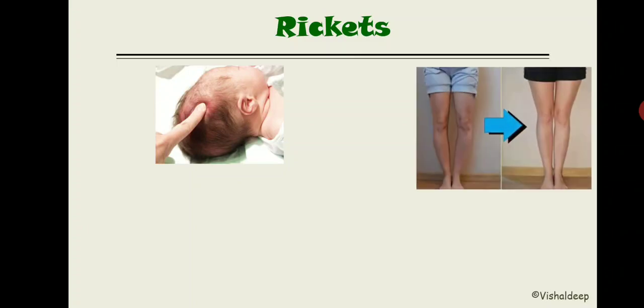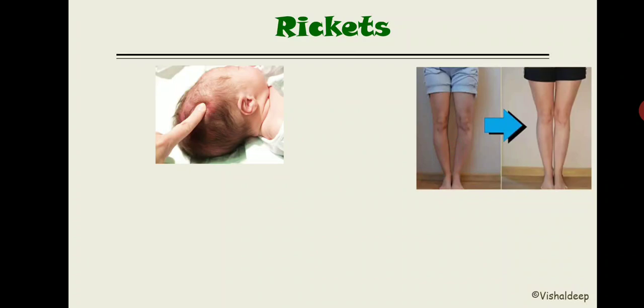See, as I told you in our previous slide, this one is the craniotabes. What is craniotabes? It is the softening of the skull bone. Next one is the bowing of legs. You see, this picture is of a person suffering from vitamin D deficiency, and the same legs after giving enough amount of vitamin D and calcium. So in rickets there is a bowing of legs like this.